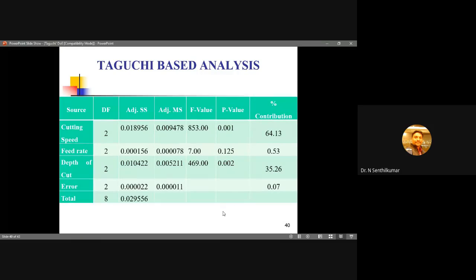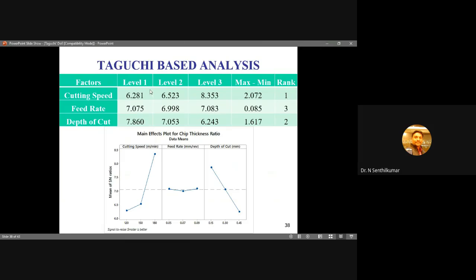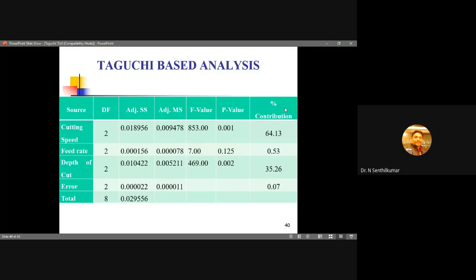Then going on to the ANOVA. So a statistical tool is incorporated in Taguchi's DOE. By using ANOVA, we are going to identify which is going to influence more. Here you can see the ranks: the cutting speed has the most influence, followed by depth of cut, then feed rate. But how much, that quantification, is what Taguchi is telling about. So how much? 64.13%. So the influence of cutting speed is higher, followed by depth of cut, and then feed rate.